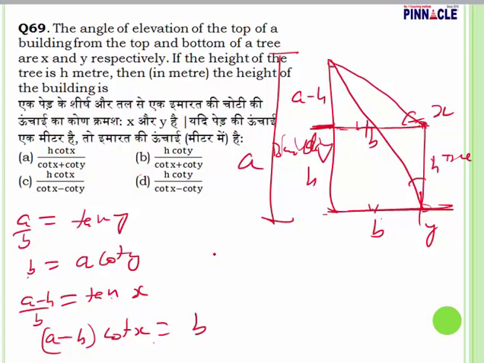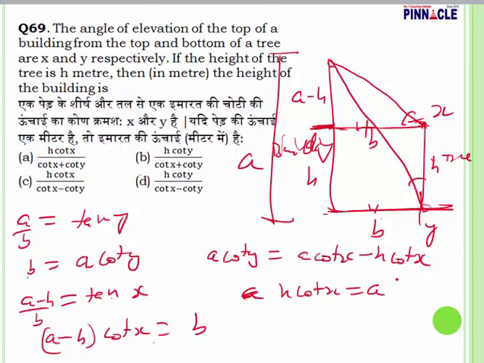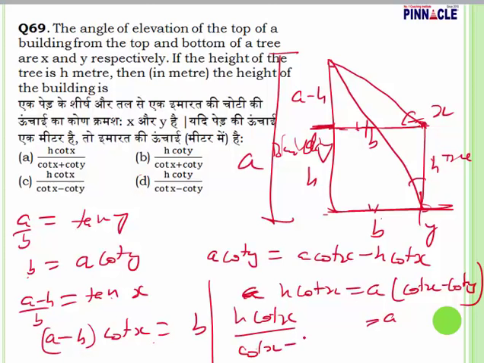Now B and B are equal. So A cot Y is equal to A cot X minus H cot X. And we have to find the value of A. So you can write here H cot X is equal to A cot X minus A cot Y, or you take common A, cot X minus cot Y. A would be equal to H cot X divided by cot X minus cot Y. So this is the height of the building, which is A, and that should be equal to H cot X divided by cot X minus cot Y. C should be the answer.